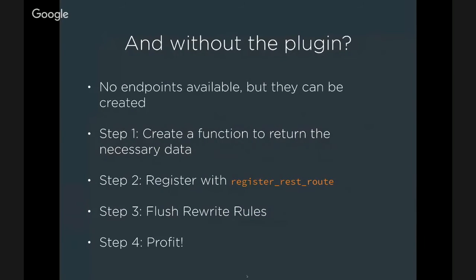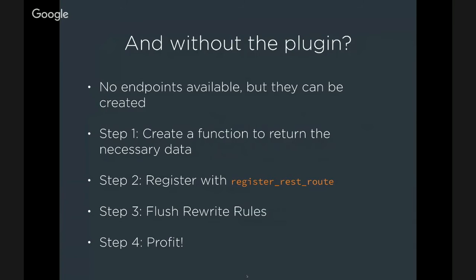All right, and without the plugin, we kind of went over this a little bit, but there are no endpoints available out of the box, but they can be created. So the 4 steps that we're going to go over are: we need to create a function that's actually going to handle getting the data and returning it. We need to register the route that we want and then link that function to that route.